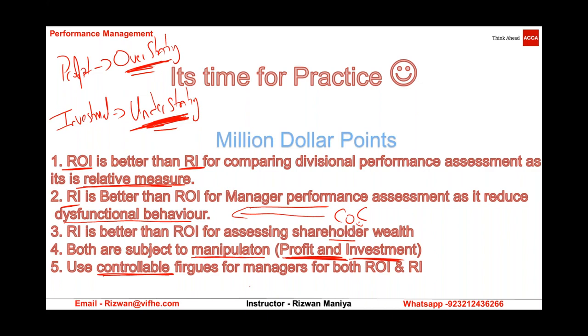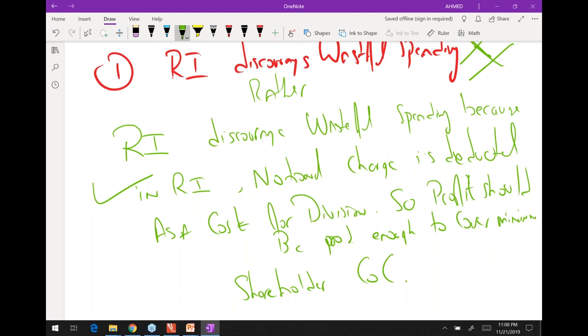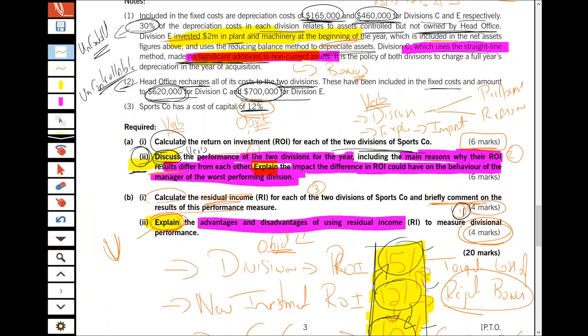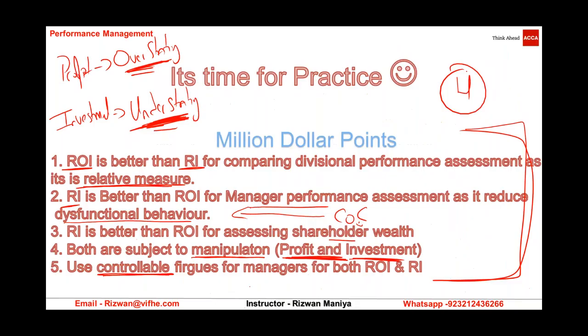So I hope I've made this clear to all of you, and I hope you have learned a lot from today's session. Up till now, $5 million points have been covered for ROI and RI. 3-4 points were covered for financial, non-financial. 9 points done. Are you happy or not? I did mention that 12 points, if you cover, your performance measurement will be in your grip.